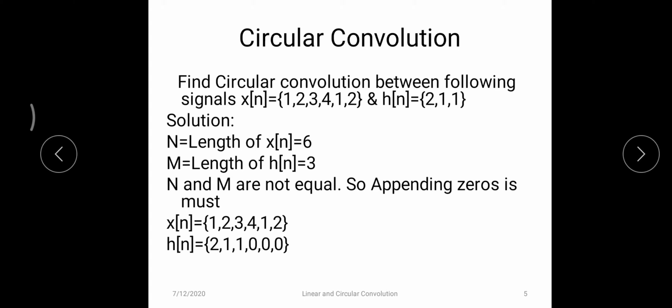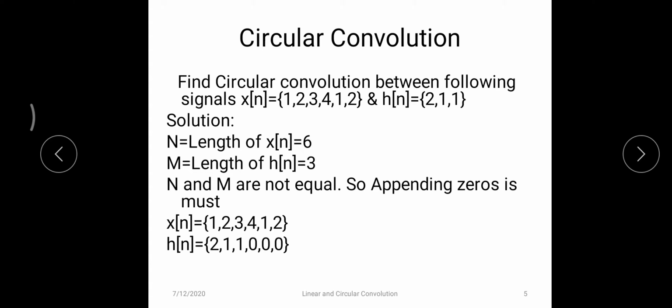So h of n has a shortage of samples, 3 samples to be precise. So I can append another 3 zeros at the right side of h of n. We should not add zeros at the left side of the sequence, because if you add zeros at the left side, the properties of the signal may change. Appending zeros should not disturb your signal properties. So since 3 samples are short, I add 3 zeros at the end of h of n.